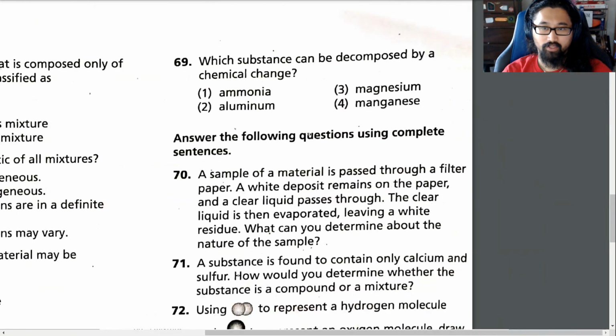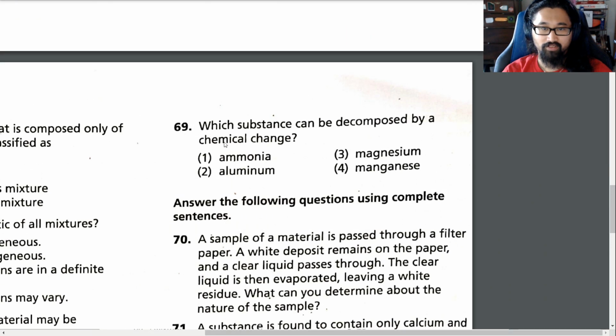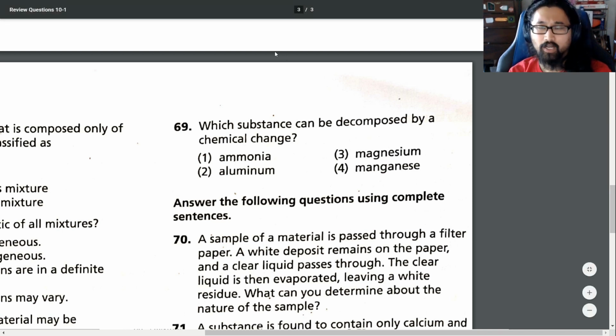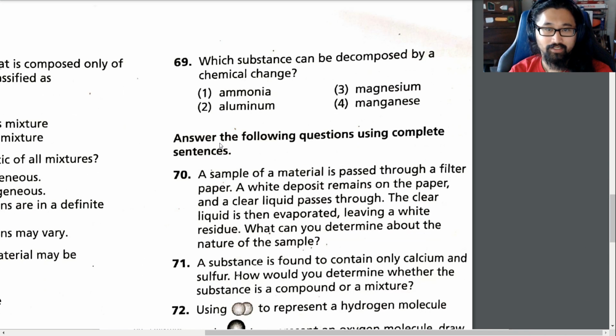All right, the next one I want to take a look at is number 69. What substance can be decomposed by a chemical change? So which substance can be decomposed by a chemical change? Which substance is a compound? Or which substance is not an element? If I were to look on the periodic table, I could find aluminum, it is an element, and magnesium, and manganese. Ammonia is a compound, commonly found in cleaning supplies. You would probably recognize the smell of ammonia.